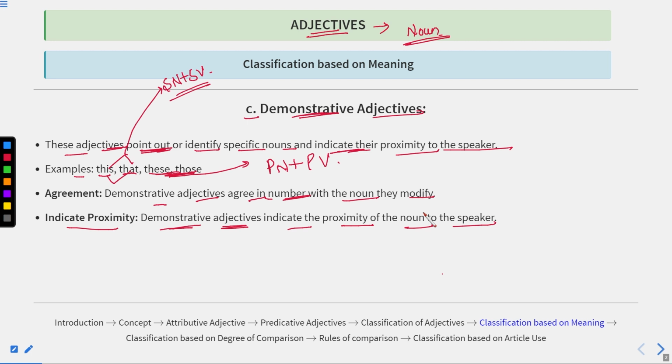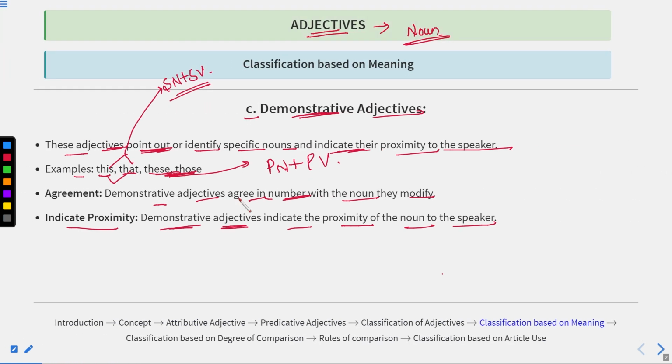And if anything is more than one, or more than two, we use these and those for them according to their position. For example, if something is near, we use these, and if something is far away from us, we use those.